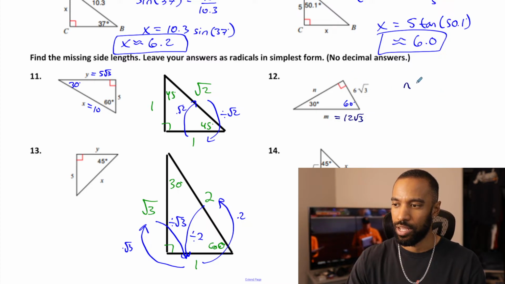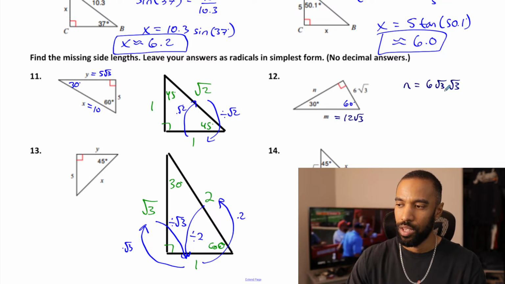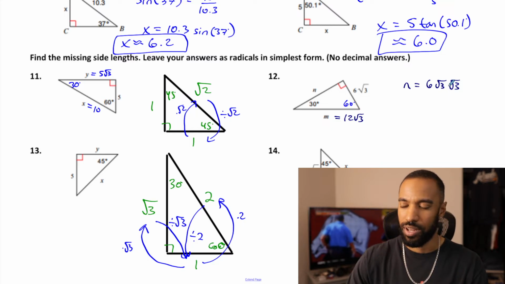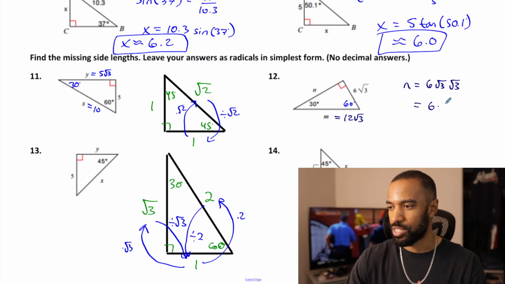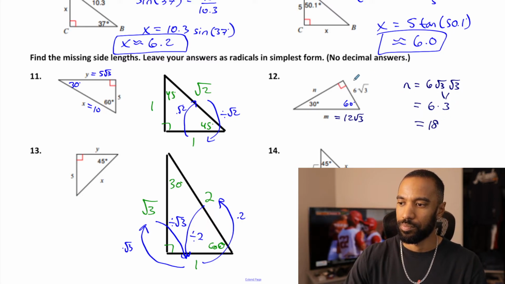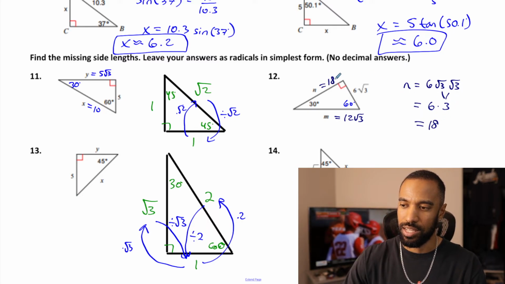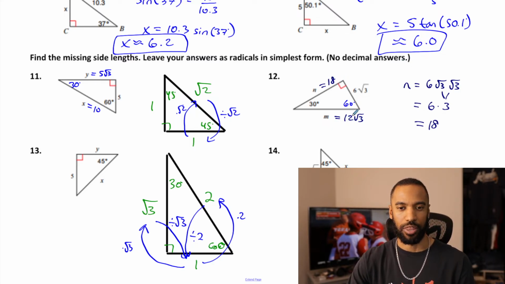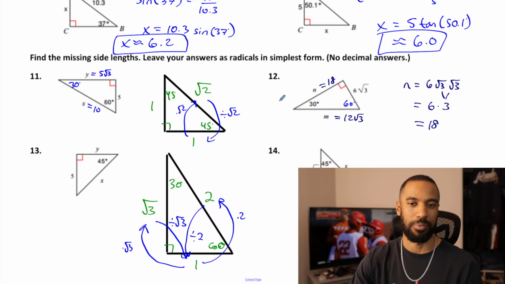Now 6 root 3 times root 3. Let's write that out. n is 6 root 3 times root 3. Root 3 times root 3 is root 9. The square root of 9 is 3. So it's 6 times 3, right? Root 3 times root 3 is 3. 6 times 3 is 18. So this guy here, n, is 18. 18 is not more than 12 root 3, by the way. This is longer than that, so don't worry about that.